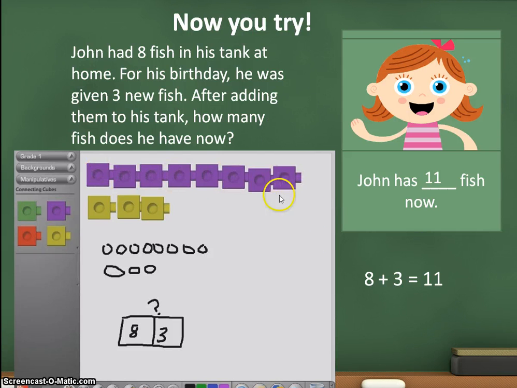I've had the 8 blocks for the fish he originally had and the 3 blocks for the fish he was given. When I count them all up, I get 11. 8 plus 3 equals 11. 11 is more than 8, and it makes sense compared to our picture. So I can be pretty sure that 11 is the correct answer. Did your self-talk sound like my self-talk? If it was pretty close, you're on the right track. Let's do the last one.